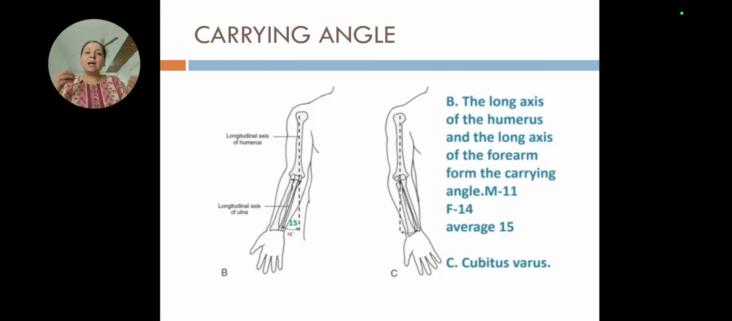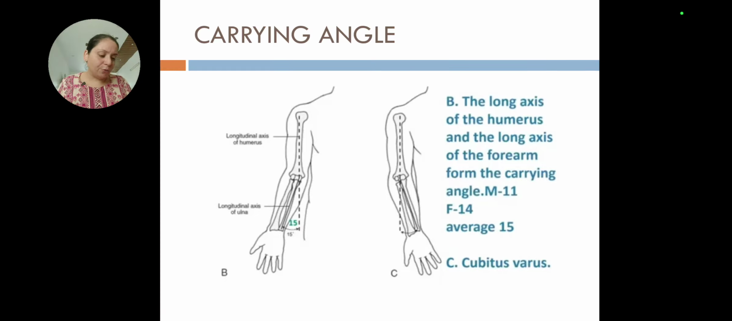Second, it allows the muscles or the hand to be closer to the center of mass of the weight we are lifting. Whenever we lift a weight in the hand, this carrying angle allows us to move towards the center of mass of the weight, so that it is easy for us to lift it. So this carrying angle has importance.